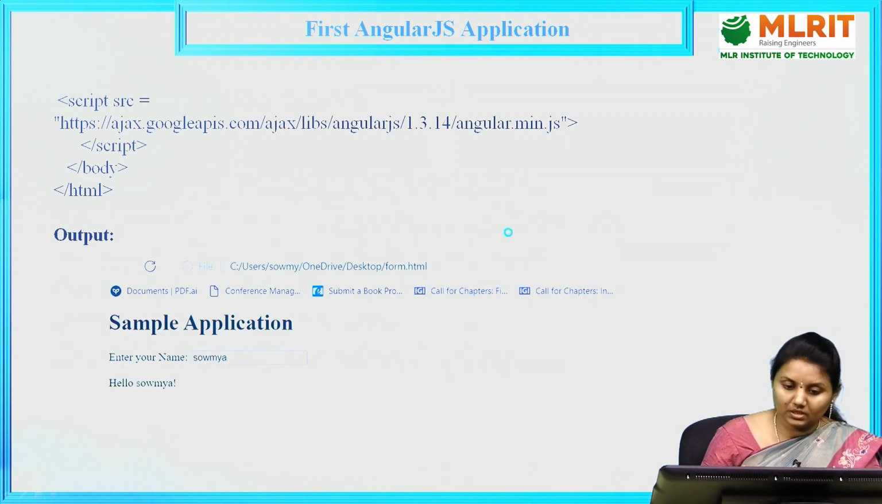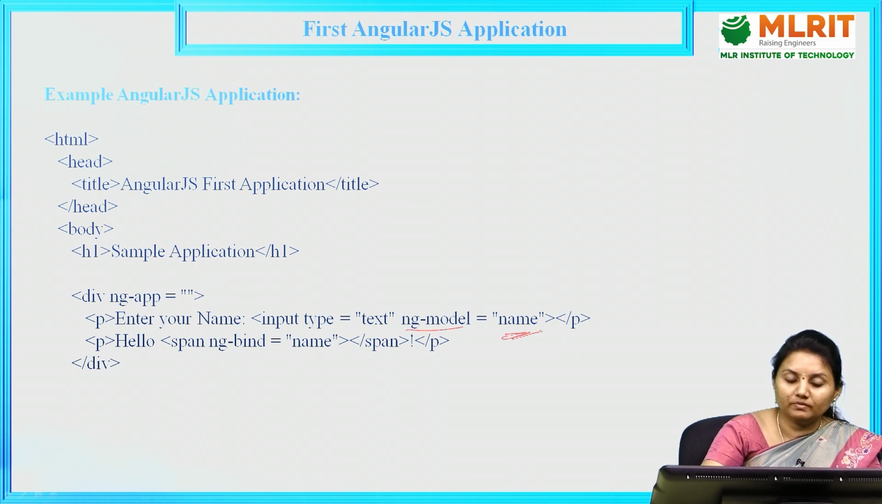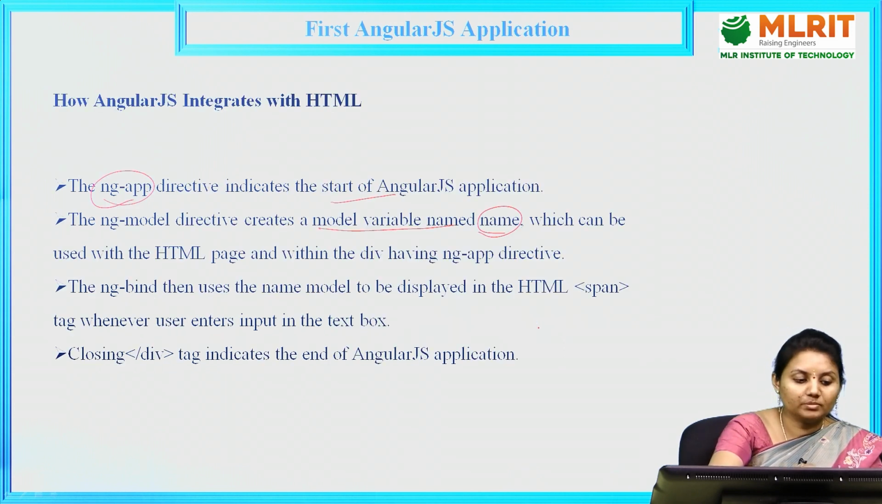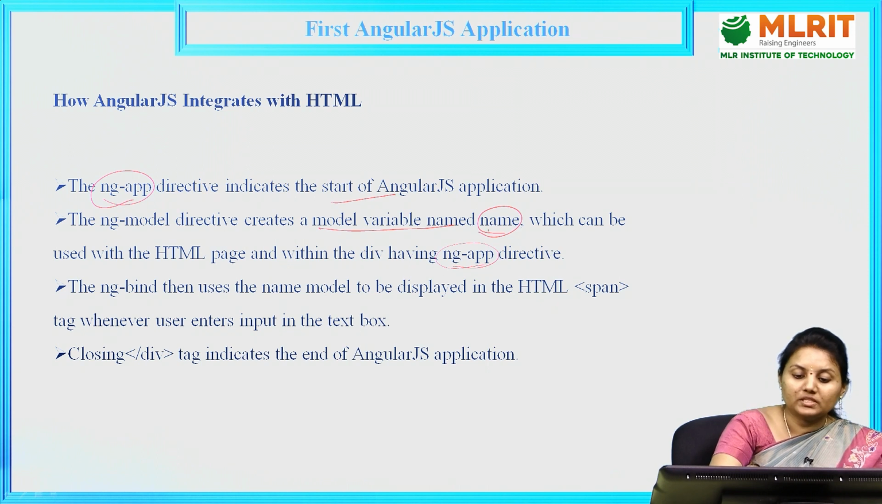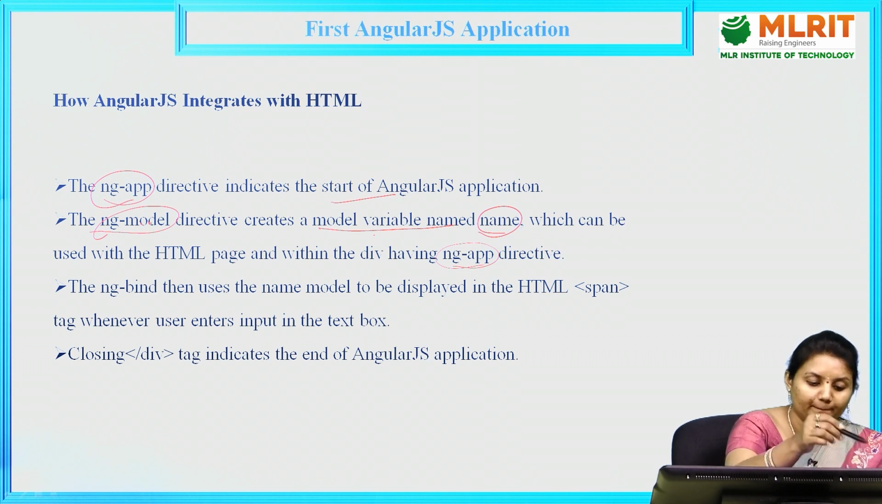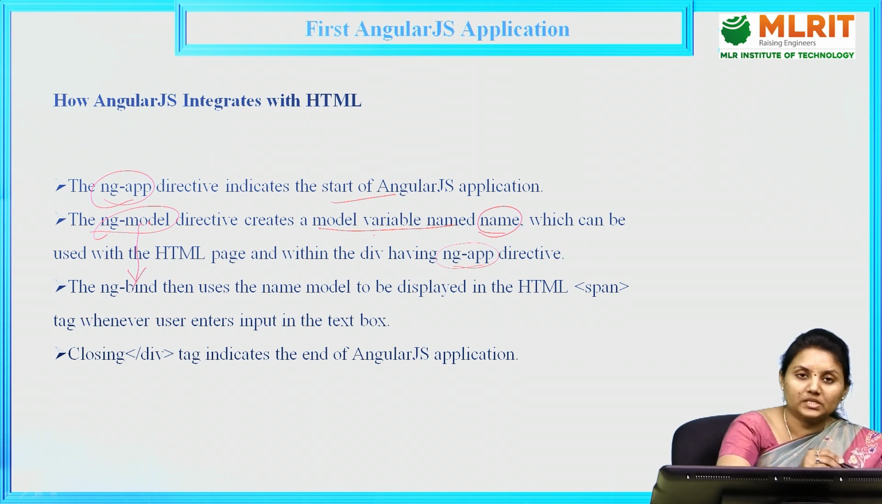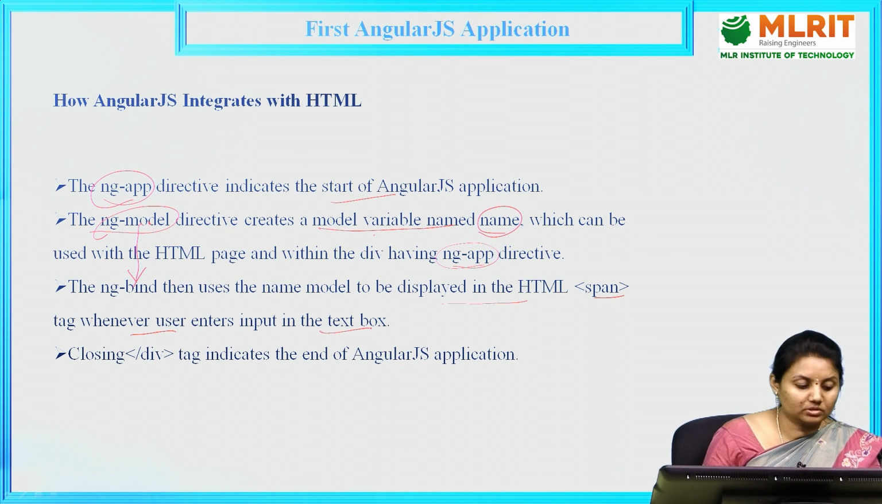So here if you see, what is the ng-model? We have given name. Okay. Then it can be used within the HTML page and within the div having the ng-app directive. So the ng-app directive we are giving. Then ng-bind uses the name model. Whatever name you have given in the ng-model, this name will be used by ng-bind. What is that? Name only we have given. So it is displayed in the HTML span tag whenever the user enters input in the text box. Closing the div tag indicates the end of the AngularJS application.